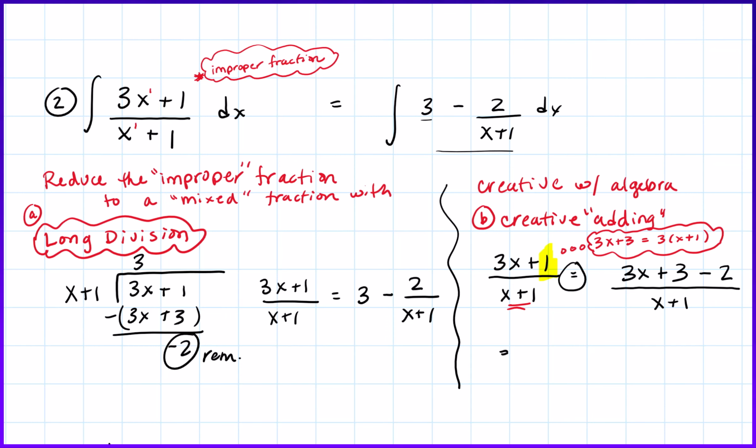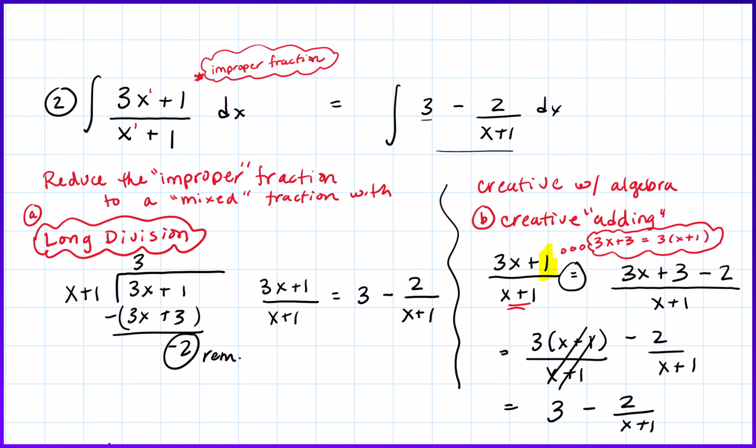And why would we do that? Well, because then we can write that as 3 times the quantity x plus 1. We still have that minus 2 hanging out on the outside. And we're dividing by x plus 1, but we can divide each of those terms by x plus 1. And look at what happens. There we get that canceling. We get 3 minus 2 over x plus 1.